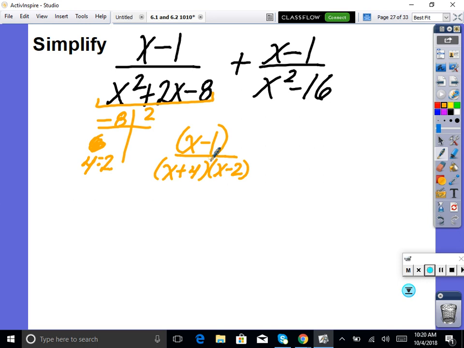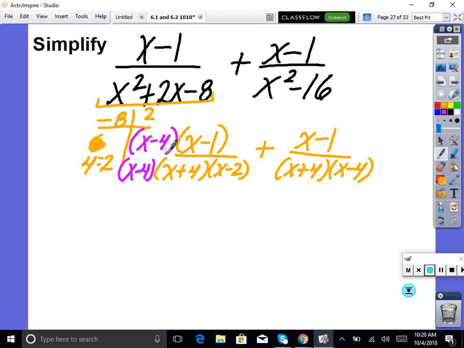Now it's a plus sign, so we're good with our distribution. We have our x minus 1, and then doesn't this factor to be x plus 4, x minus 4? Now we'd say, now we need to get a common denominator. x plus 4, x plus 4. x minus 4, nope, but I need one. And then this one would need an x minus 2. And then I need to put parentheses around that.